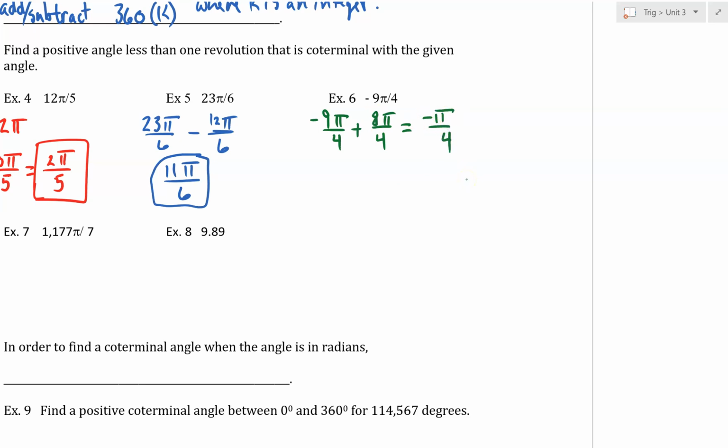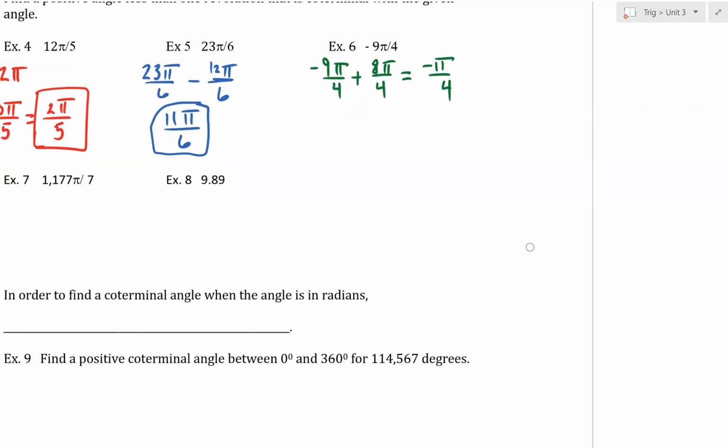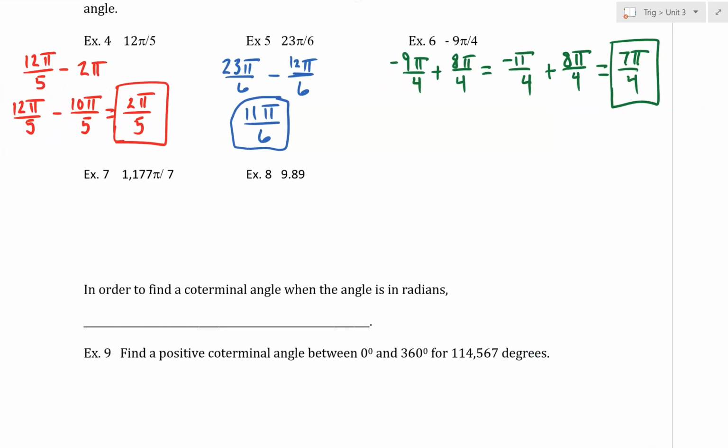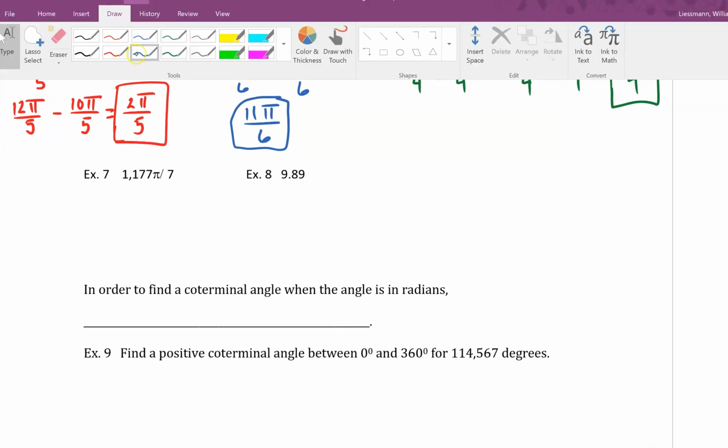Are we where we want to be? Well, we are not, because we're still in the negative region here. So it tells me I'm going to have to add another 8 pi over 4, which then gives me an answer of 7 pi over 4, and that is a positive answer that is within 2 pi, 0 to 2 pi. Hopefully we're getting the hang of this. How about this next one? This one looks a little bit different.